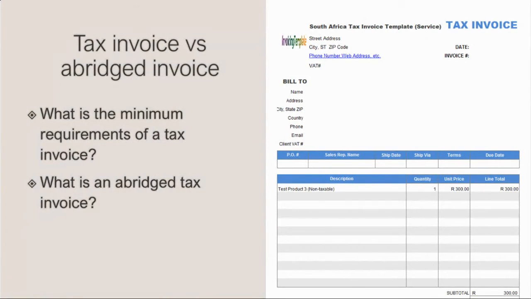I guess I'm going to repeat the question. What do you think is the difference when we talk about an abridged tax invoice? How does that differ from a normal tax invoice? Do you have any ideas? What do you guys think?